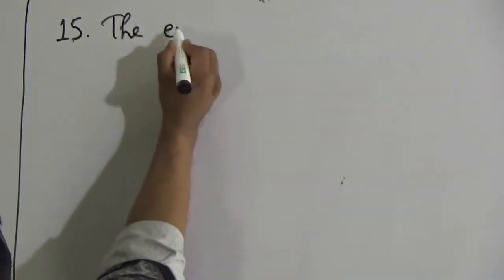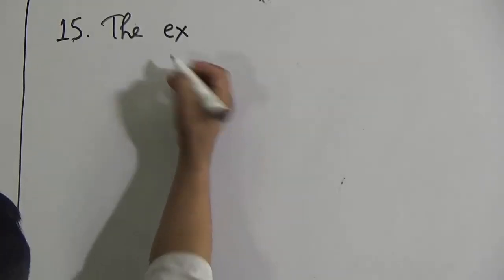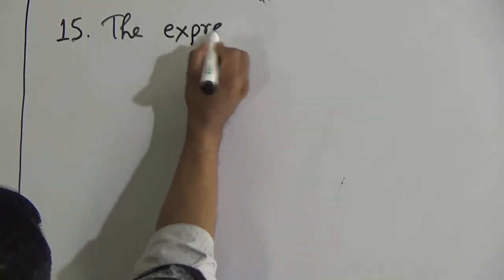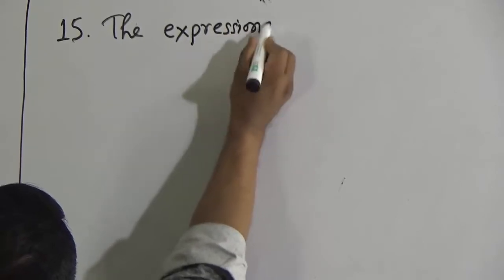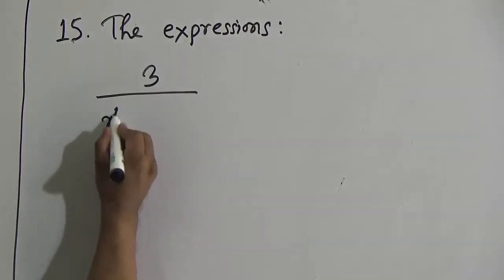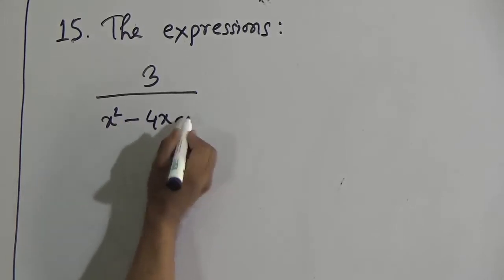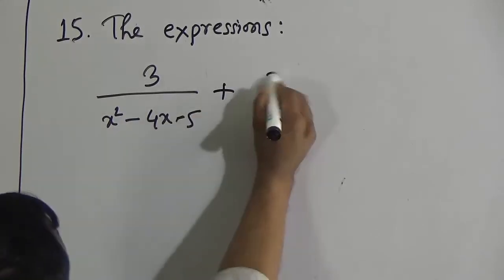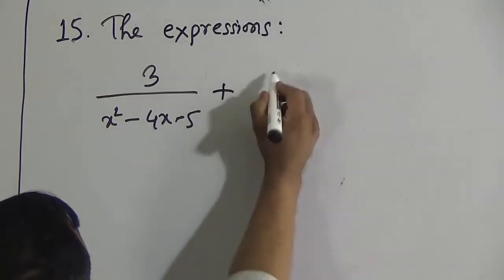The expressions or the fractions you can write down. Okay, the expression is 3 over x square minus 4x minus 5 plus 4 over x plus 1.